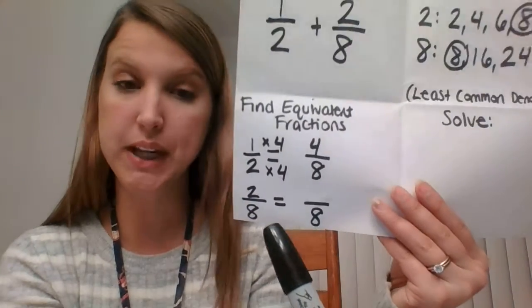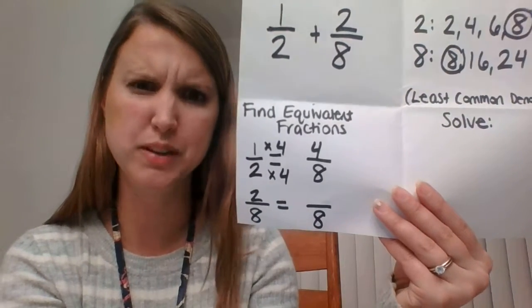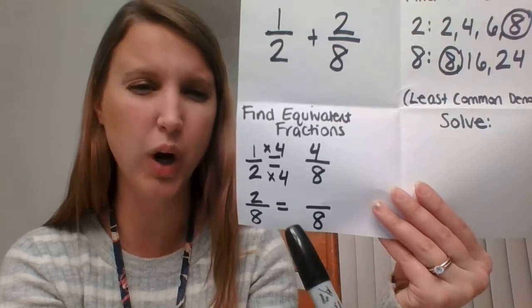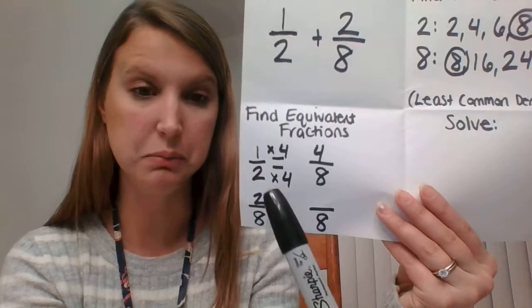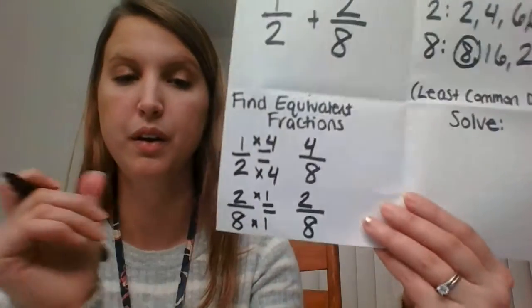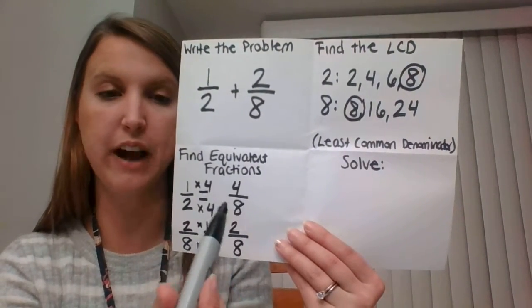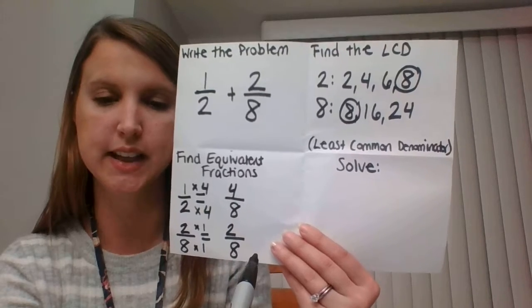All right, now let's look down here. 2/8 equals how many 8s? Well, this is pretty simple. I know 8 times 1 equals 8, so I need to multiply 2 times 1. So I know 2 times 1 is going to give me 2. All right, so now I've created an equivalent fraction for each of these, and I've got 4/8 and 2/8. So now I'm going to go ahead and just circle these so you see what I'm looking at and what we're working with.